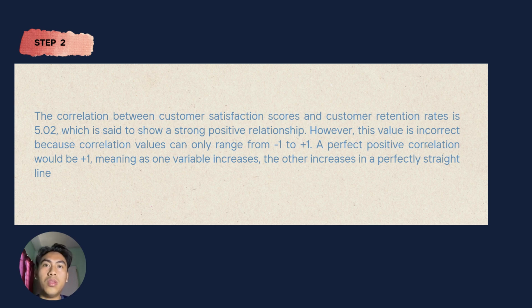The correlation between customer satisfaction score and customer retention rate is 5.02, which is said to show a strong positive relationship. However, this value is incorrect because correlation values can only range from -1 to +1. A perfect positive correlation would be +1, meaning as one variable increases, the other increases in a perfectly straight line.